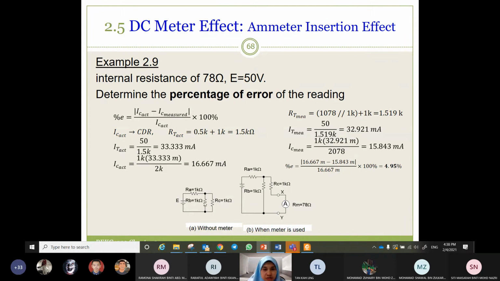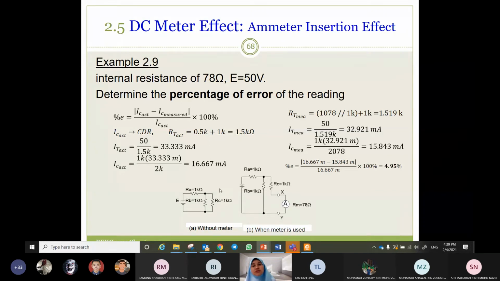So how to find the IRC? We put the neighboring R, which is 1K, the same. 1K multiplied with the total current, 33.33 milli, divided by the summation of resistors that are connected in parallel. So just 1K plus 1K. Do not add this 1K. And then we get 16.66 milliamp. This is the actual IRC.